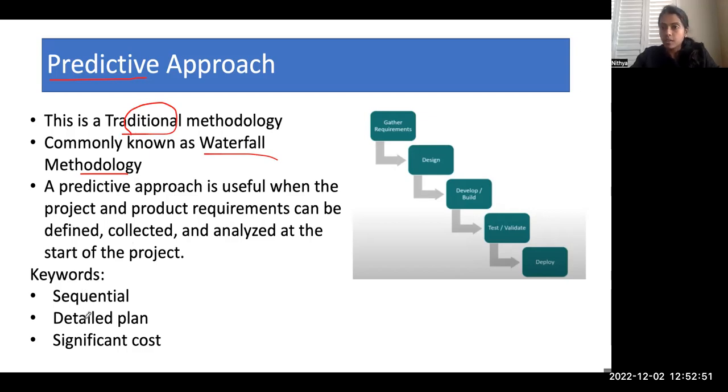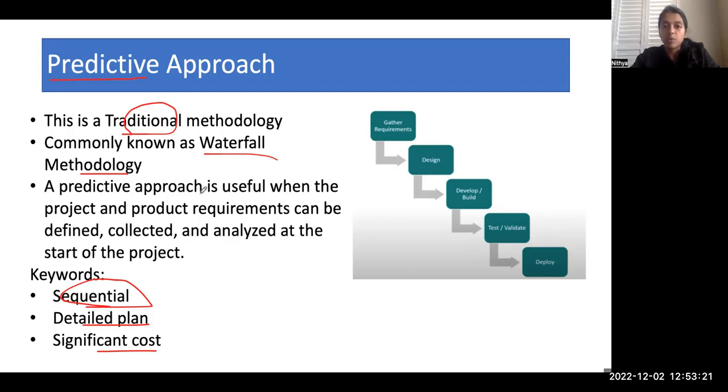So always remember a construction industry as an example when it comes to predictive approach. Why? Because they need a detailed plan and they follow a plan. Construction industry does not encourage any change. Any change involves a significant cost increase. And since they follow a plan, they are always sequential. These are all the keywords you have to remember when it comes to predictive approach. Let's see the definition now.